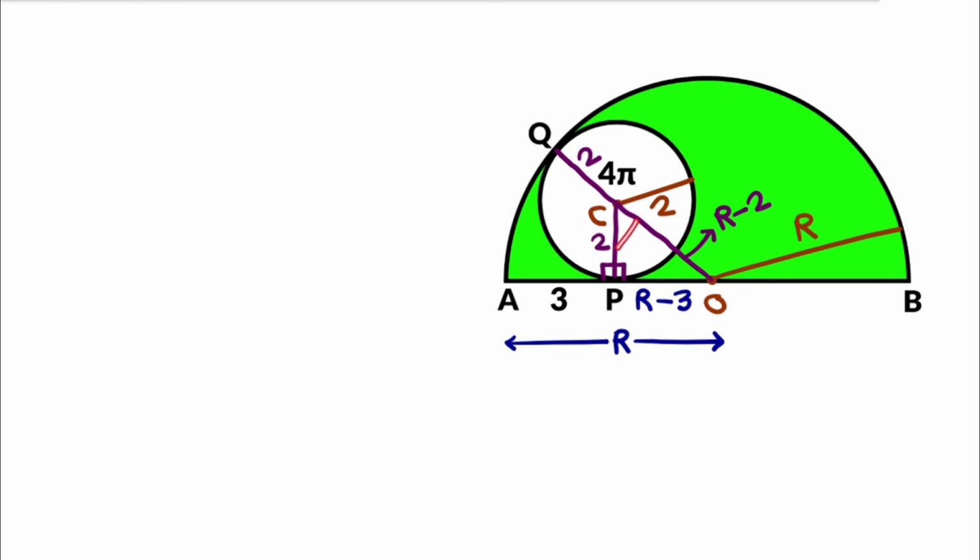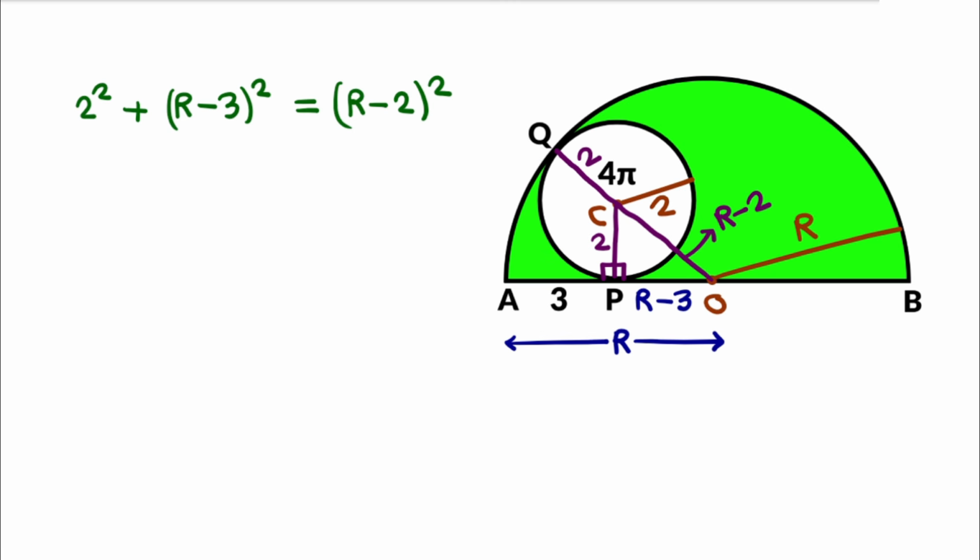And now the hidden right triangle appears. Triangle CPO is a right triangle. Its vertical side is CP equals 2. Its horizontal side is PO equals R minus 3. And its hypotenuse is CO equals R minus 2. Perfect. Time for the Pythagorean theorem. We get 2 squared plus the quantity R minus 3 squared equals the quantity R minus 2 squared.